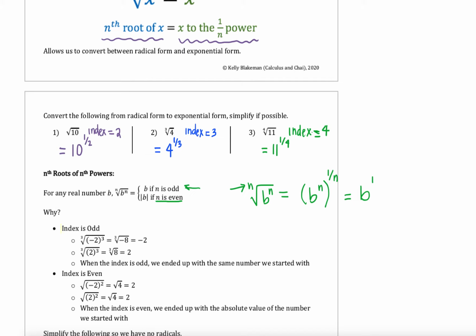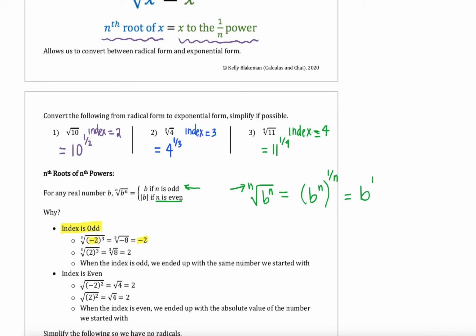So in our first example here, we're going to look at the case where the index is an odd number. Let's look at maybe 3 as our index. Here I have the cube root of negative 2 cubed. So in this example, negative 2 is our b value. So I'm going to go ahead and highlight that original b value. Well, when we simplify these, negative 2 cubed would be negative 2 times negative 2 times negative 2, which would give us a negative 8. And then the cube root of negative 8 is equal to negative 2.